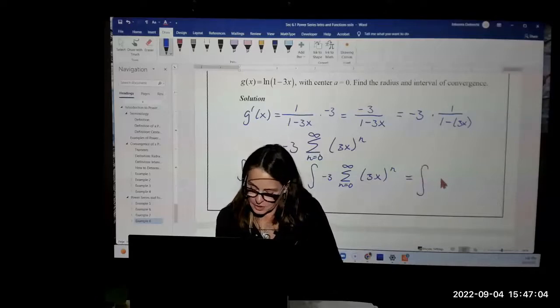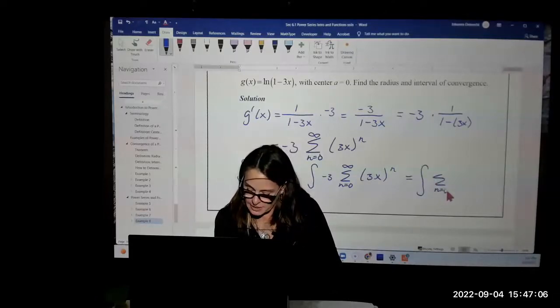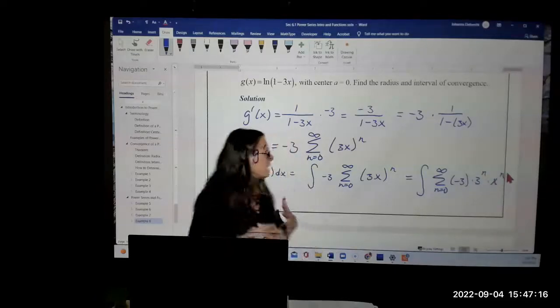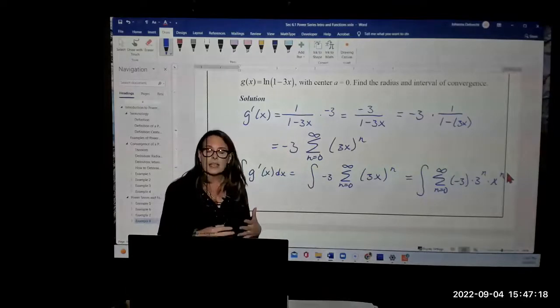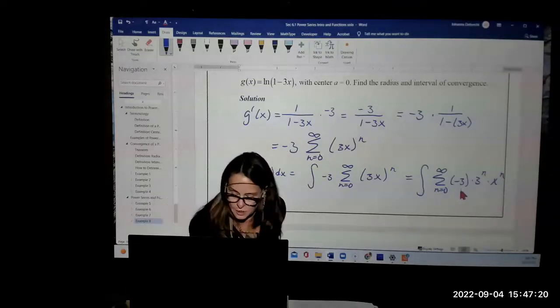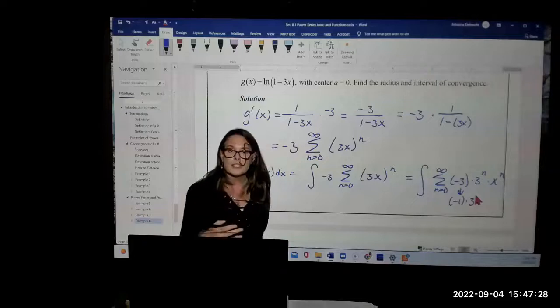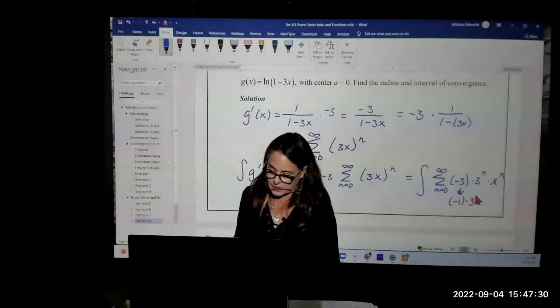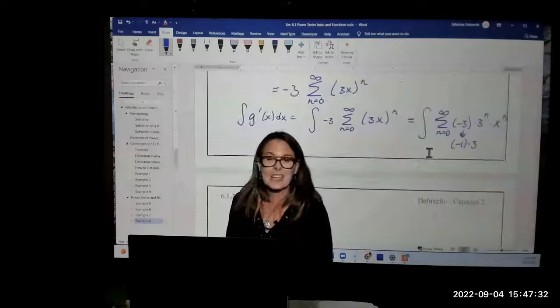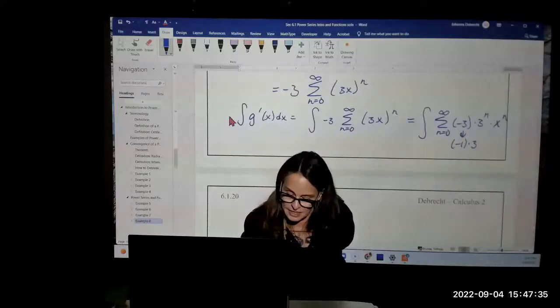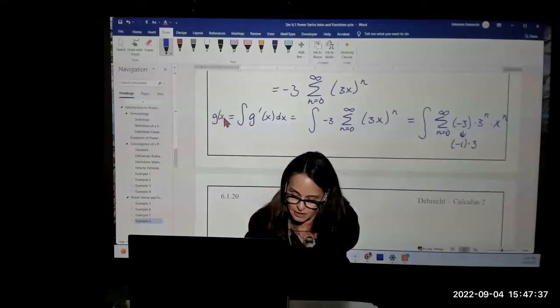So the next thing I'm going to do is rewrite this, and I am going to push the negative 3 on the inside times 3 to the n times x to the n. Now, the negative 3, I can think of as negative 1 times 3. So I can actually think of this as a negative 1 times 3 to the first. Then I have 3 to the first times 3 to the n, which is 3 to the n plus 1. So I hope you can see where I'm going with this. This, of course, is going to give me g of x.